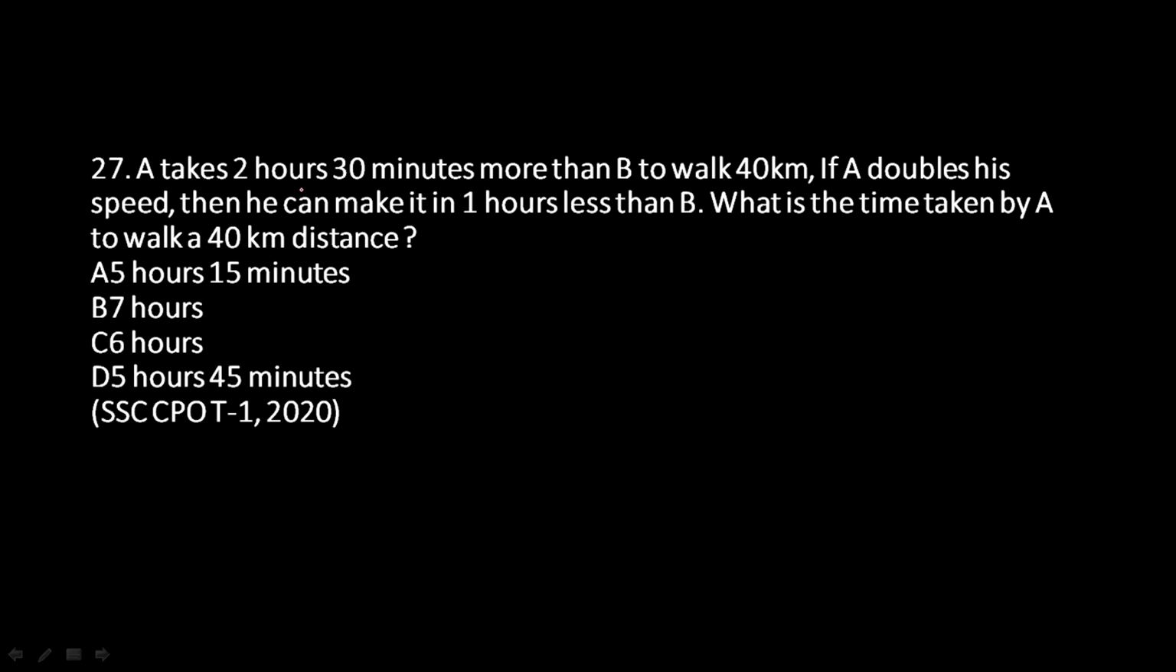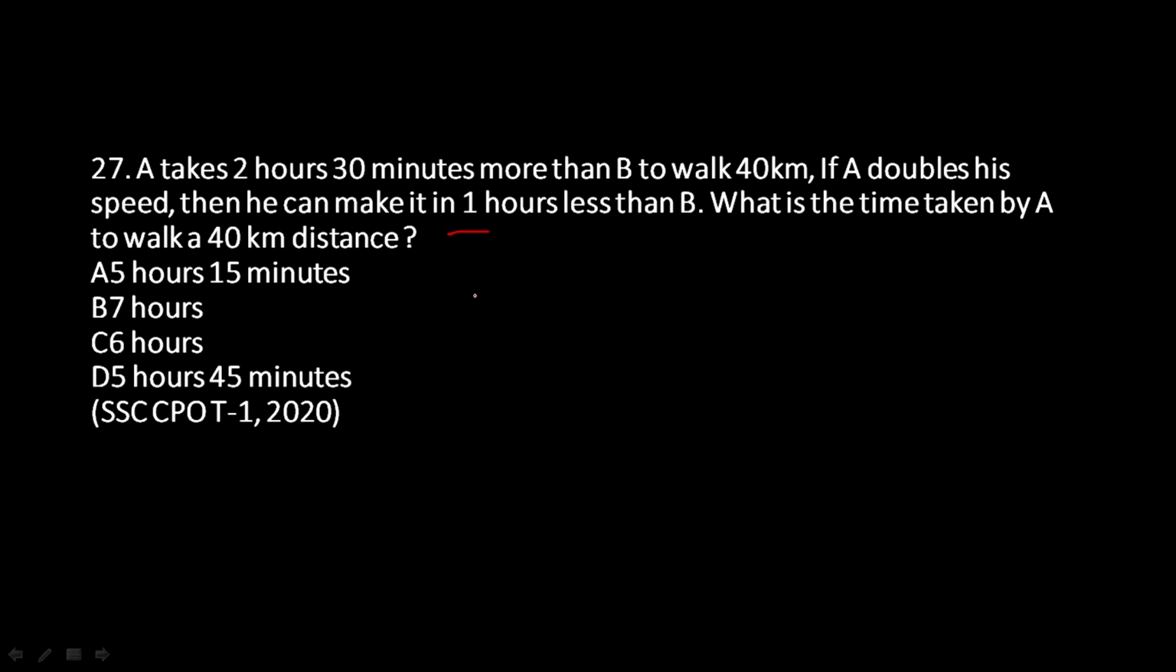A takes 2 hours 30 minutes more than B to walk 40 km. If A doubles his speed, then he can make it in 1 hour less than B. What is the time taken by A to walk a distance of 40 km? So how will we solve it?